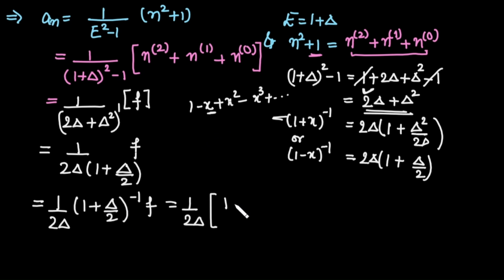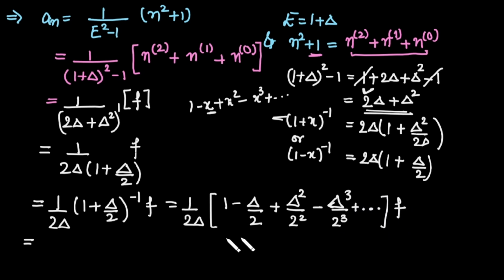We have 1 minus delta by 2 plus delta square by 2 square minus delta cube by 2 cube and so on, and we have this function as it is. In the next step what we can do, we will keep this 1 by 2 delta as it is. Multiply this function with each and every term.